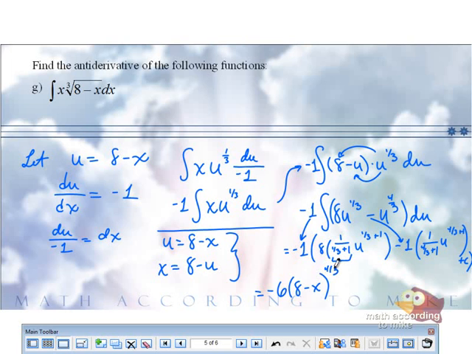So again, it's not the calculus that messes students up, it's the algebra. Technically, this would be negative 1 times negative 1, so it's positive now. What's 1 over 4/3 plus 1? 7/3. What's 1 over 7/3? Put your u back in, raised to the 7/3. And then plus c.